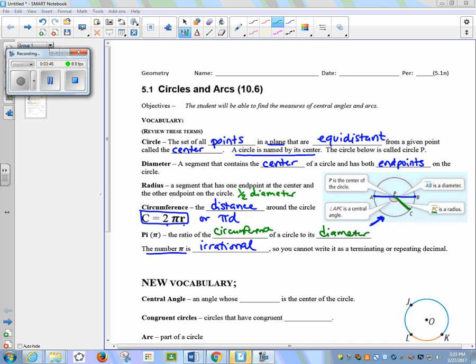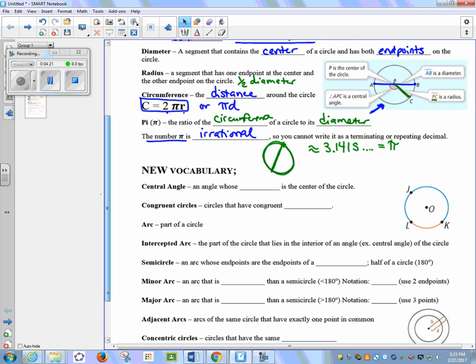So if you take the distance around a circle and you divide it by the distance across the circle, you will always get approximately equal to 3.1415, etc., which is pi. So we've talked a lot about ratios with similar triangles and everything. Well, circles have this special relationship. Circumference divided by diameter will always give you pi, 3.14. Okay, so that should be things that you're familiar with.